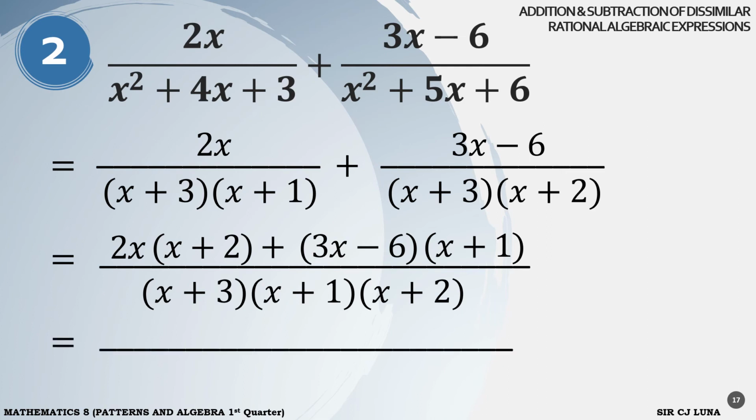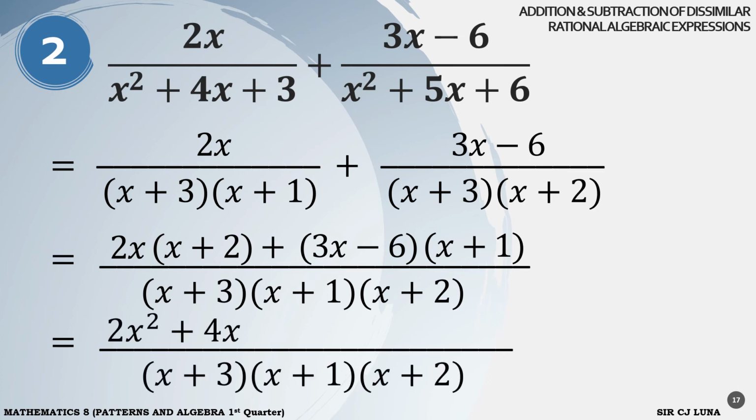Okay? So, we have 2x times the quantity x plus 2. We get 2x squared plus 4x. Okay? Next is binomial times binomial. So for you to get the product of that, you can use FOIL method. And we get 3x squared minus 3x minus 6.